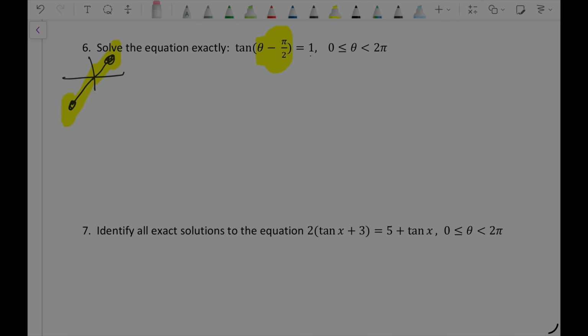Okay? So theta minus pi over 2 equals pi over 4. Now these are across from each other. So I can say plus pi k. Half cycle later. So here or here. Okay?